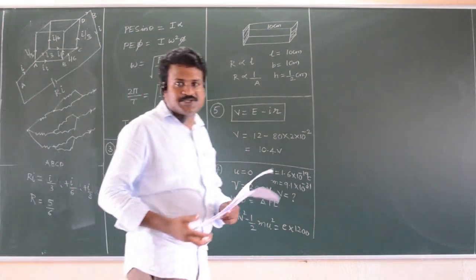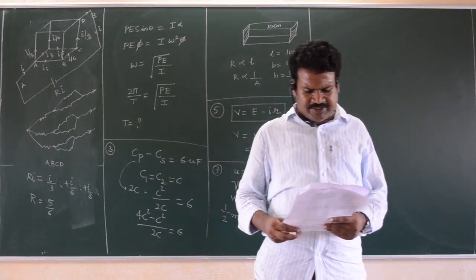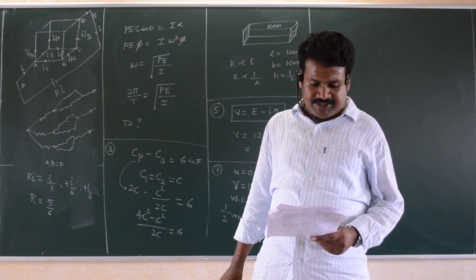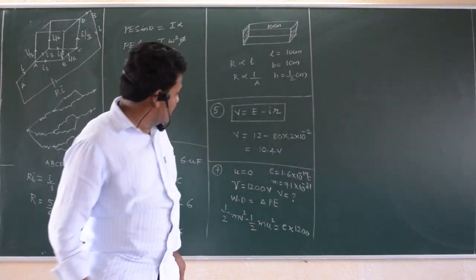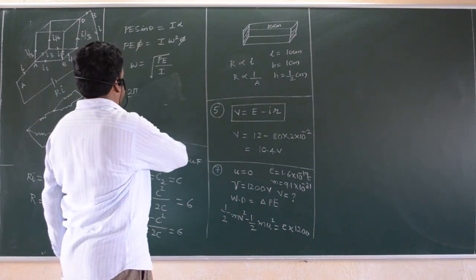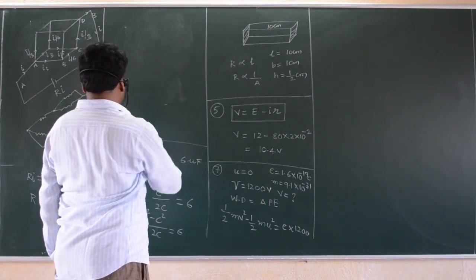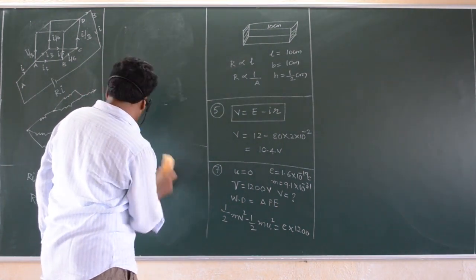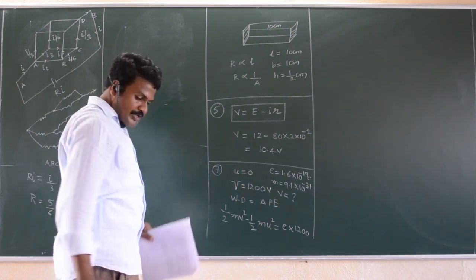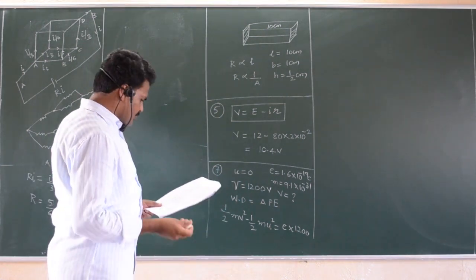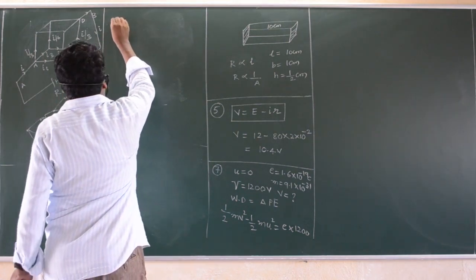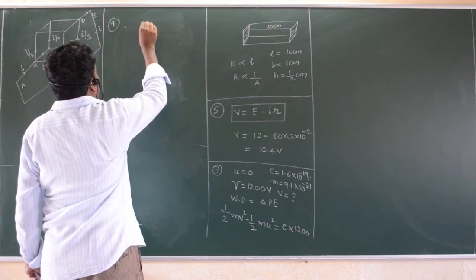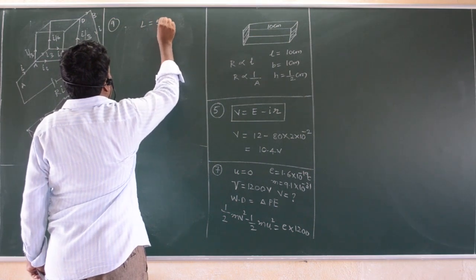This is a very standard question. I discussed it in our regular class also. Next, question number 9, potentiometer. There is a potentiometer of uniform wire. The length of the potentiometer is given as 5 meters, that is 500 centimeters.